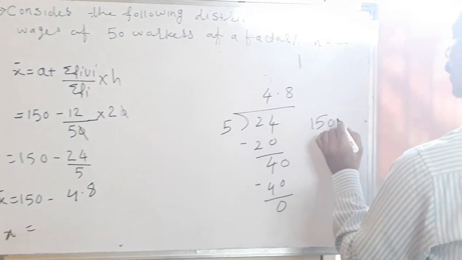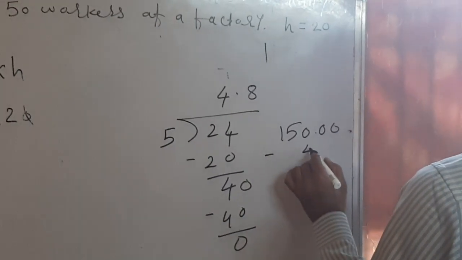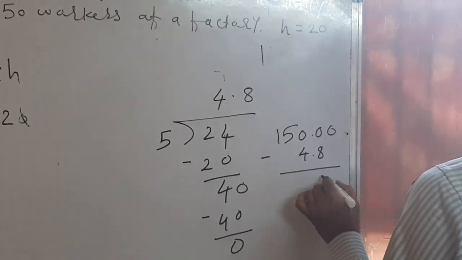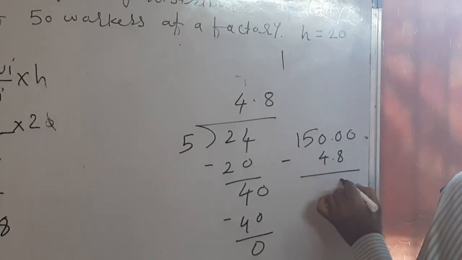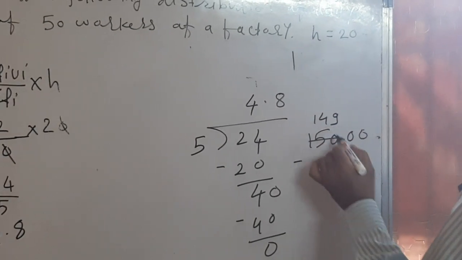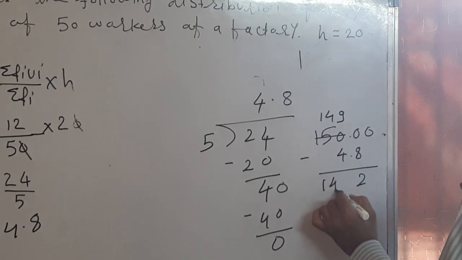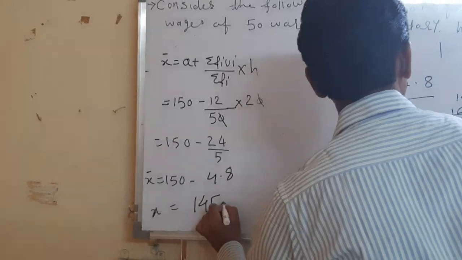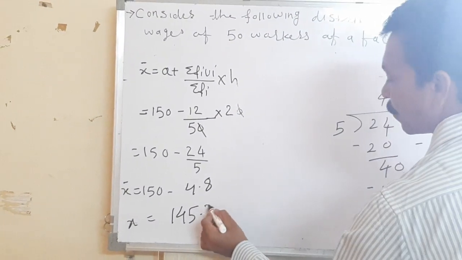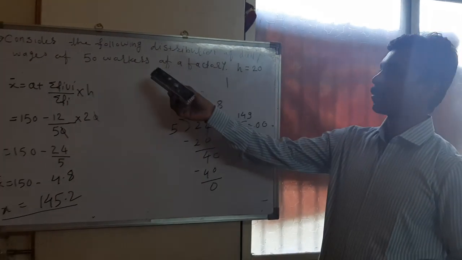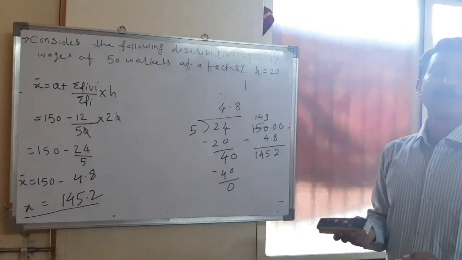Let's see, 150 minus 4.8. This will be 10 minus 8, 2. This will be 149. 149 minus 4 is 145.2. So x bar is equal to 145.2. So this is the mean of the daily wages of 50 workers of a factory.